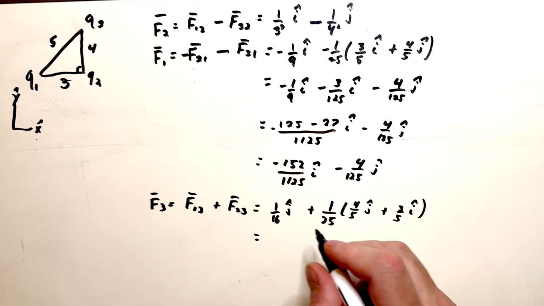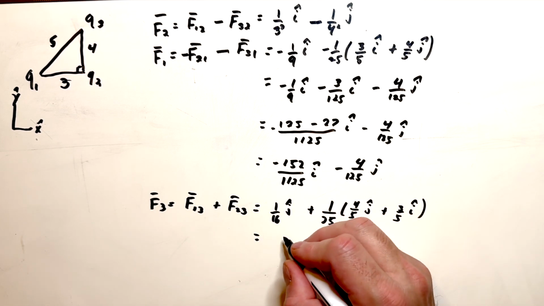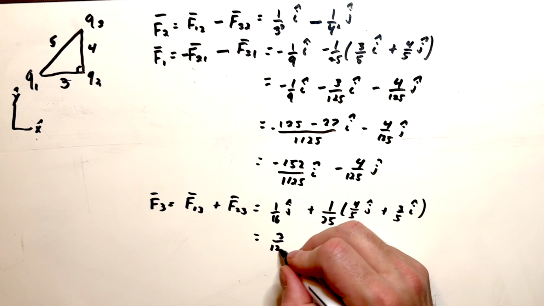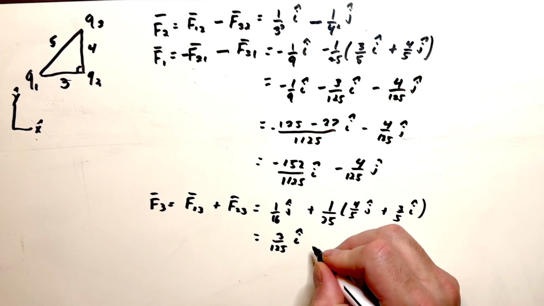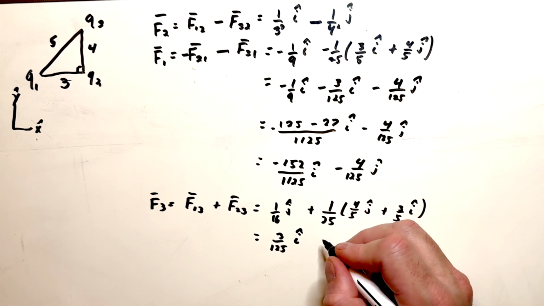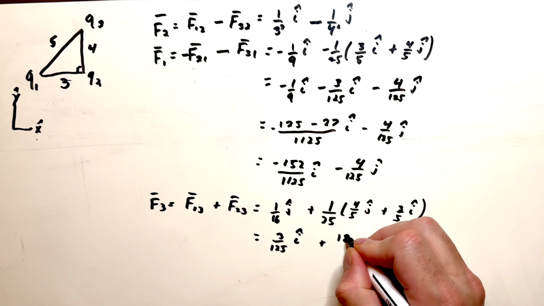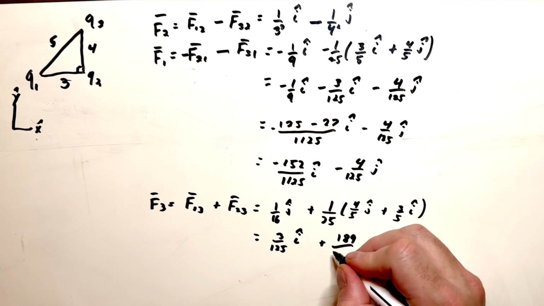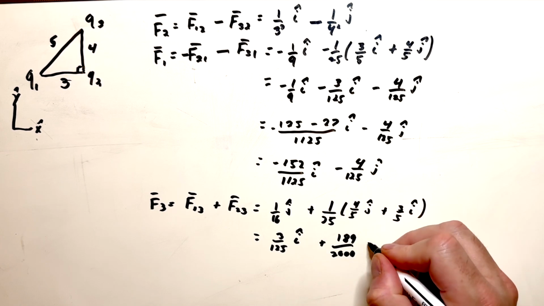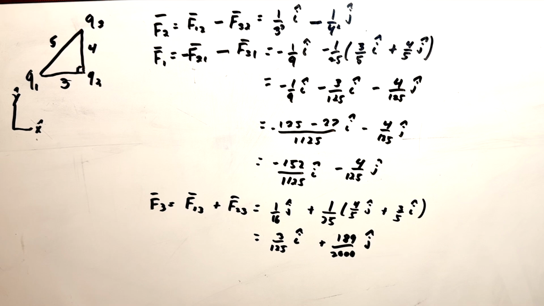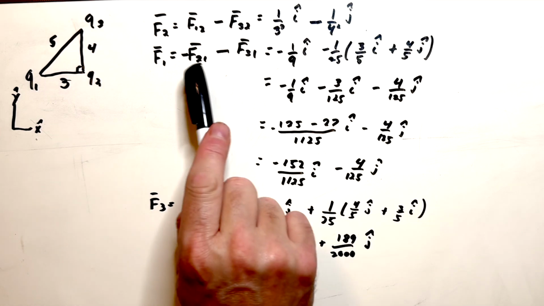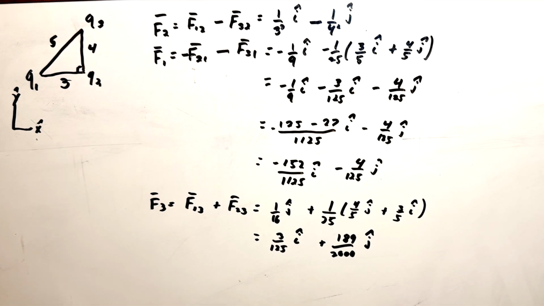And if we work all of this out, in the end we should get that it's 3 over 125 i hat plus 189 over 2000 in the j hat direction. Yeah, and so that's it. It's a little bit tricky. It's a good bit of work you have to do. You have to be careful, especially tracking your signs. But with a little bit of patience, you should get through it, no problem.